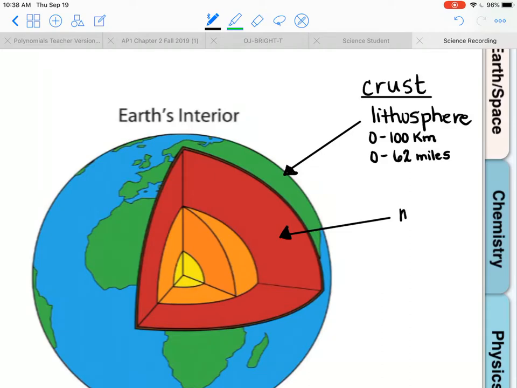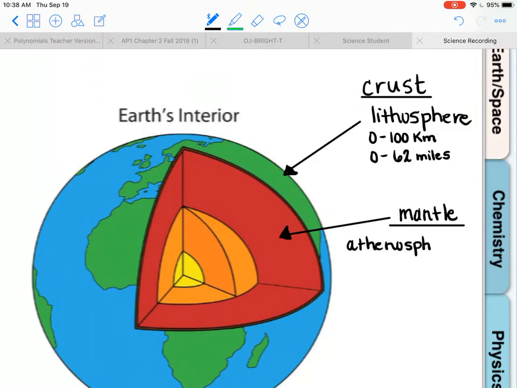And here's the name, mantle. This is a different spelling than the mantle of your fireplace. That type of mantle is E-L. So if you hang Christmas stockings up on the mantle, that's a different spelling. This is the mantle of the Earth. And the mantle has two major spheres. The first one is the asthenosphere.